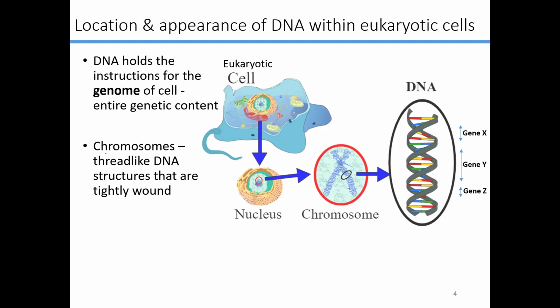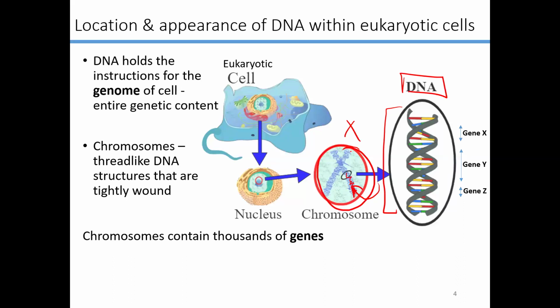So chromosomes are going to be thread-like DNA structures that are going to be tightly wound. So you can see over here, this X shape is going to be our chromosome, and it is going to be comprised of our DNA. What's going to happen is you can see all these squiggly lines in between. That's going to be all of our DNA here, very, very tightly wound together in order to give our X shape. So chromosomes are going to contain thousands of genes.